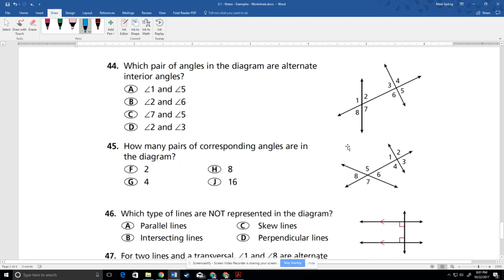So which pair of the diagram are alternate interior angles? Okay, 1 and 5. Nope, those are alternate exterior. 2 and 6. Those are alternate interior. Bam. Need to go no further. And just if we wanted to, 7 and 5 are corresponding. 2 and 3 are same side interior.